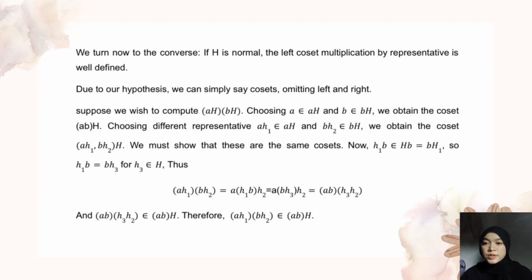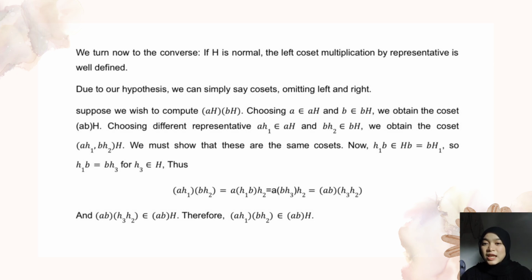Proof. Suppose that aH bH equal to abH gives a well-defined binary operation on left cosets. Let a in G, we want to show that aH and Ha are the same. Let x in aH, choosing representative x in aH and a prime in a prime H. We have xH a'H equal to xa'H.